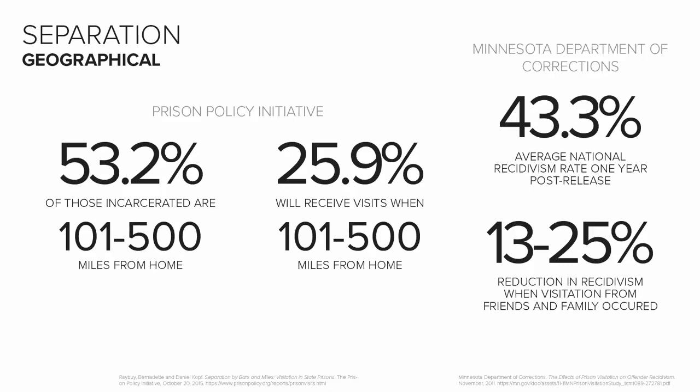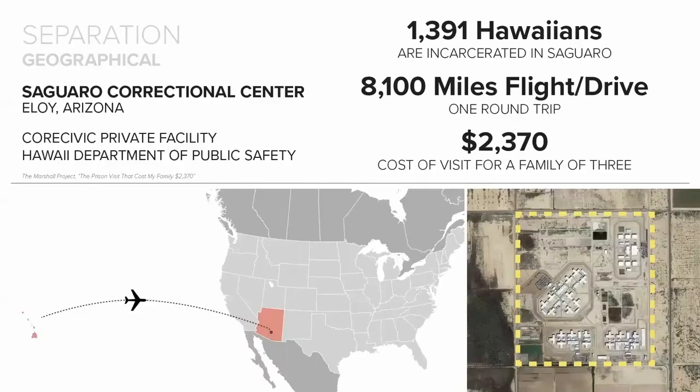53.2% of those incarcerated are 100 to 500 miles from home. Of those people, 25.9% will receive visits. According to the Minnesota Department of Corrections, the average recidivism rate after 1 year of release is 43.3%. We can see a reduction of 13 to 25% in this recidivism rate when visitation from friends and family occurs.